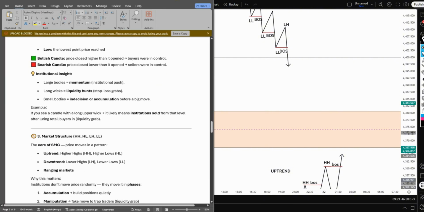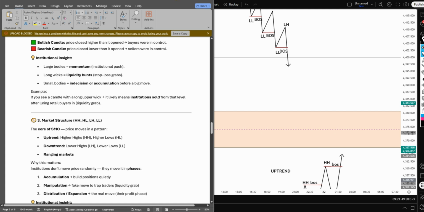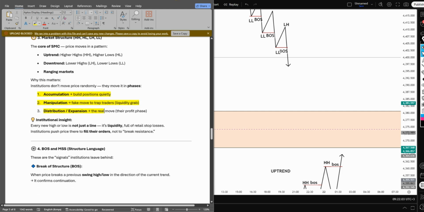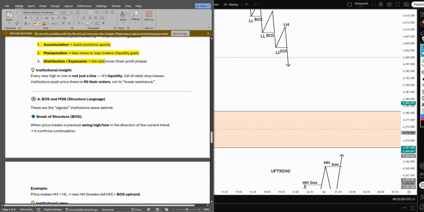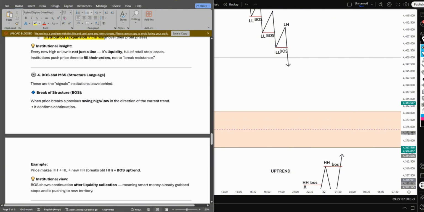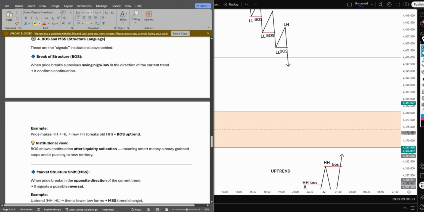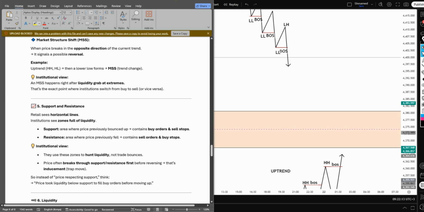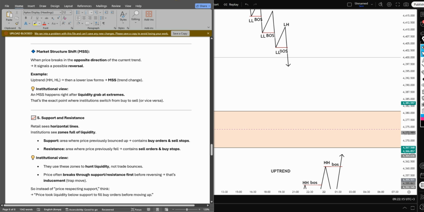So we've seen the market structure: higher highs and higher lows, and lower highs and lower lows. We've seen the uptrend, downtrend, and the ranging markets. I'm going to skip this for now because we're going to learn it later under liquidity. The last thing we're going to learn today is the breakout structure and market structure shift, and identifying valid support and resistance areas.